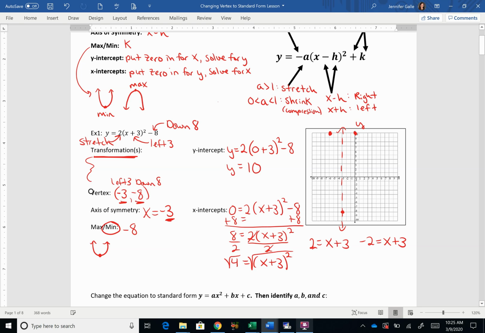So when you take the square root of 4, your calculator is just going to tell you 2. It could also be negative 2, because if I square 2, I get 4, and if I square negative 2, I also get 4. So there's actually 2 possibilities for that. Now let's go ahead and subtract our 3.